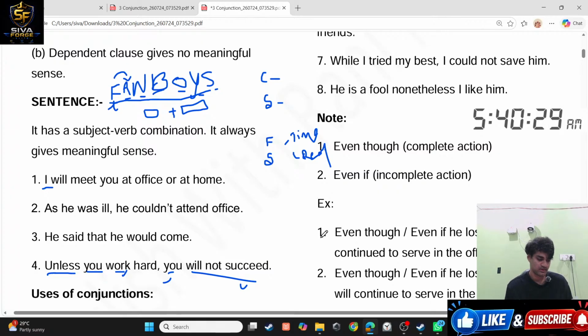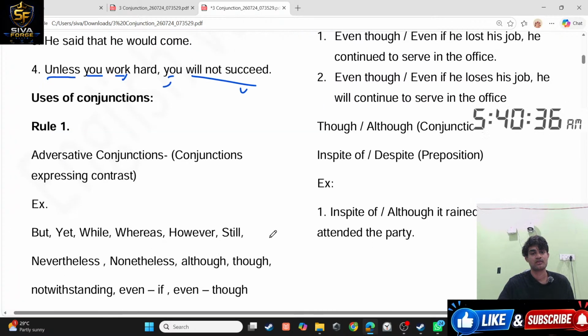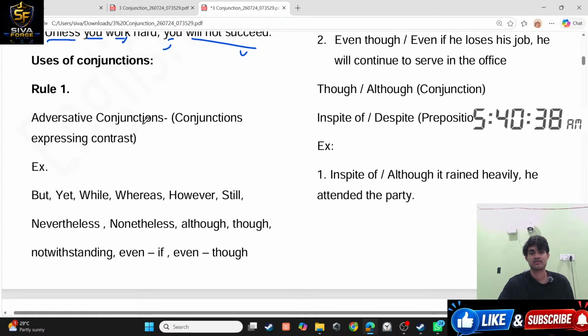Okay, that's it. And next one is use of conjunctions. What are adversative conjunctions? Those expressing contrast. We have to remember these all. These we have to learn by heart. Now I have some way I can remember: it is but, at.